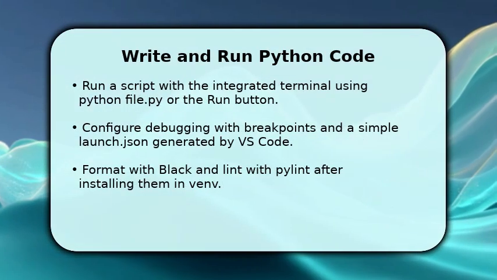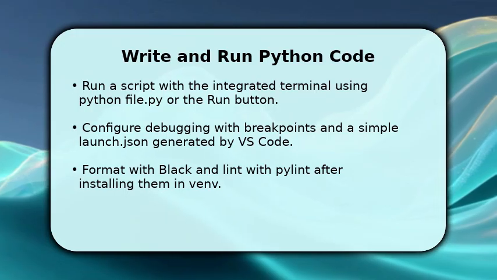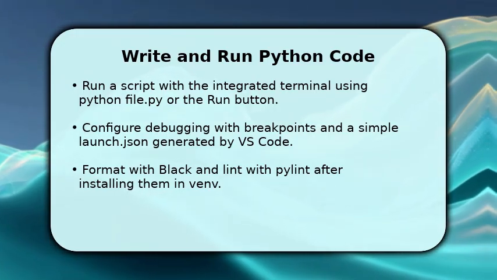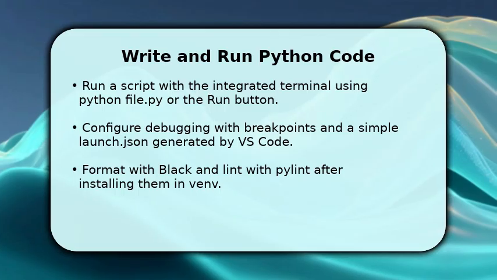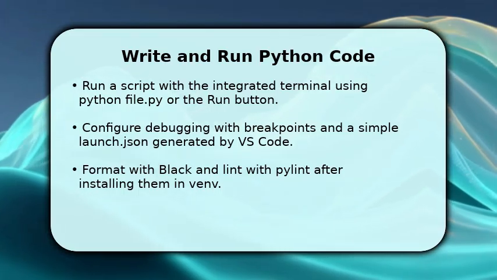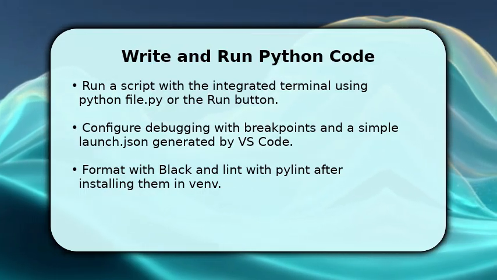Create a file named main.py and write small functions to validate your setup and imports. Run the file using python main.py in the integrated terminal or use the green Run button at the top right of the editor. Set breakpoints by clicking the gutter and start the debugger to step through code and inspect variables.